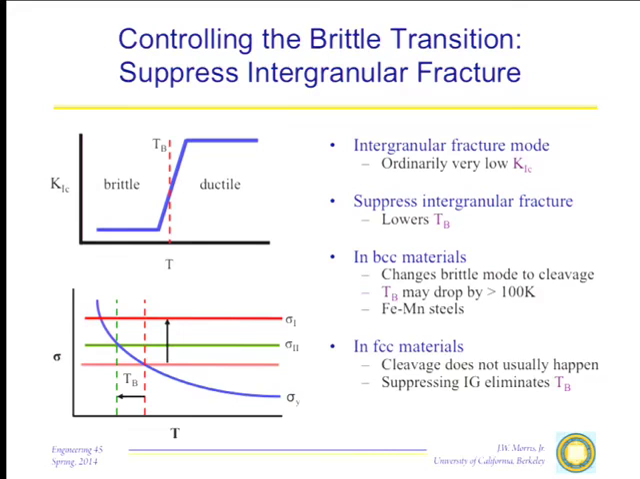In body-centered cubic materials like steel, what will happen if you suppress intergranular fracture is that you will change the fracture mode. You'll still get brittle fracture. You'll still have a ductile-brittle transition. It'll be lower. And now below the ductile-brittle transition, you'll see transgranular cleavage.